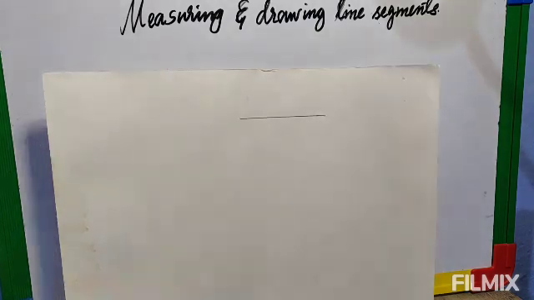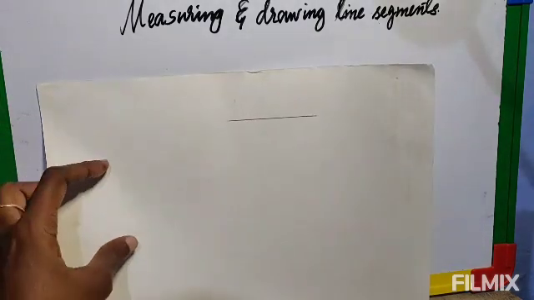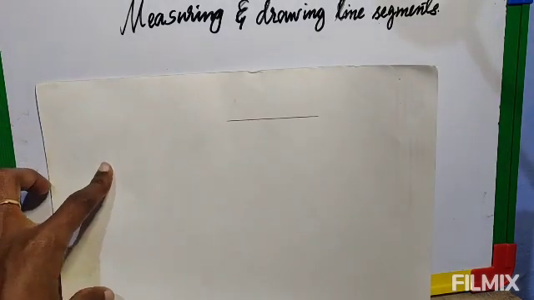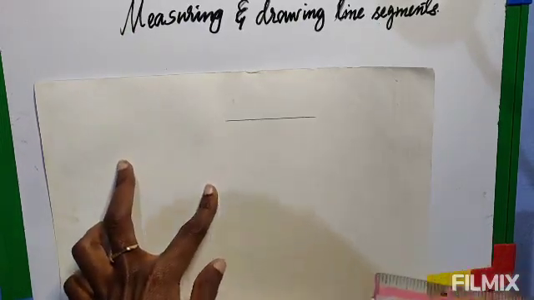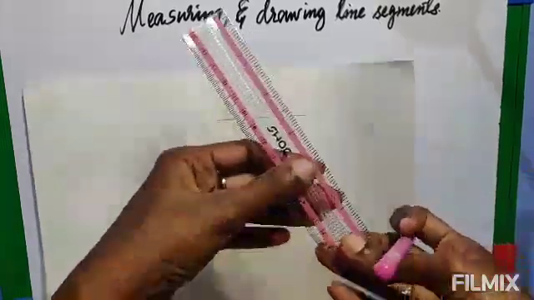Okay, next we are going to learn measuring and drawing line segments. So first let me teach measuring. It is very easy. I am using paper to teach you. For that, what you have to do is take the scale. I think in all your geometry boxes there will be a scale.